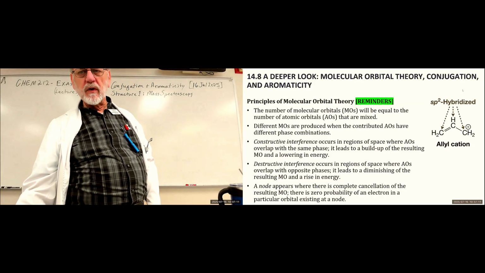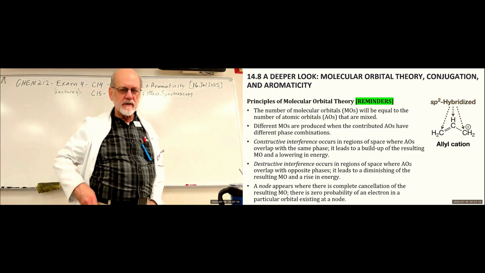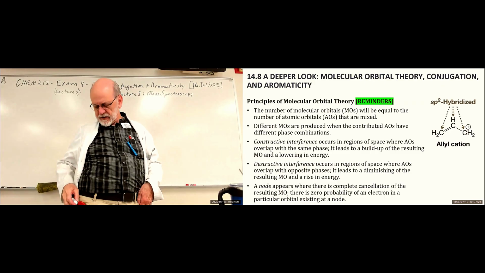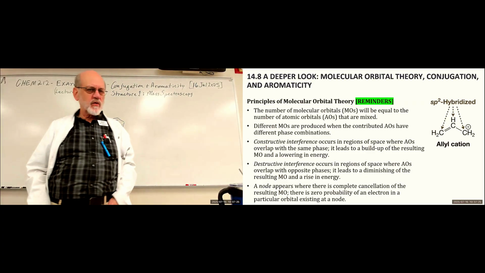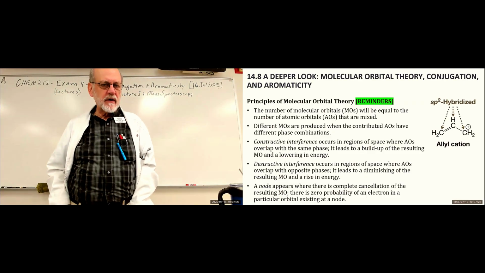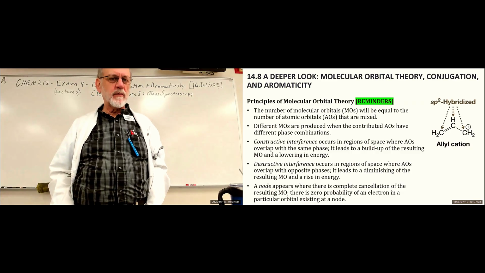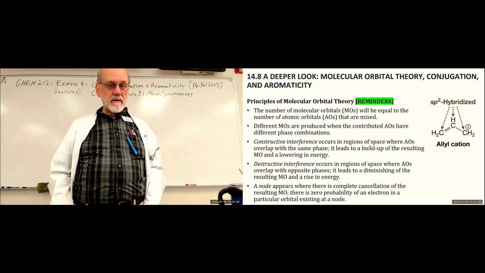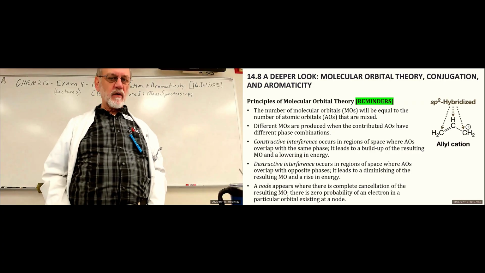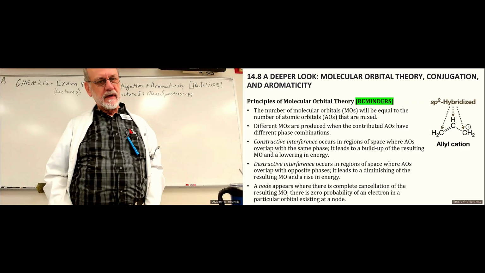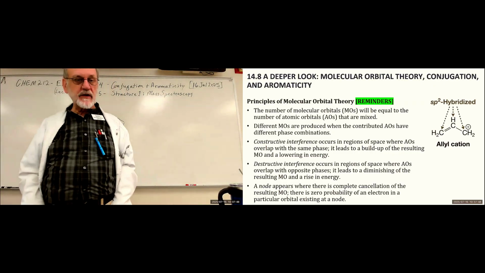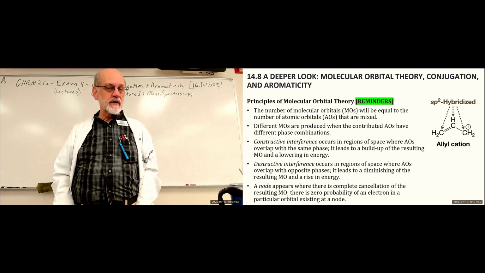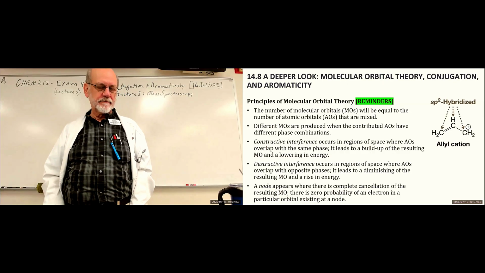So a deeper look: principles of molecular orbital theory. These are just reminders so that we can transition from valence bond theory into molecular orbital and hopefully answer some more questions. Remember that the number of molecular orbitals will always equal the number of atomic orbitals that go into the mix. That's a hard and fast rule. We produce a new set of molecular orbitals derived from the atomic orbitals, and the atomic orbitals go away. This occurs by constructive interference and destructive interference. Constructive interference gives us bonding orbitals. Destructive interference gives us anti-bonding orbitals.